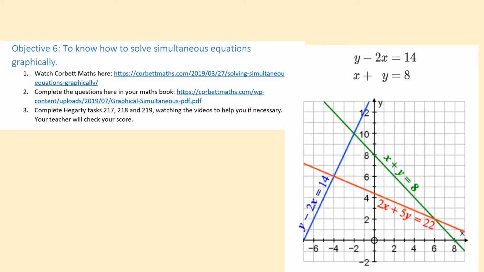So the first equation there, y minus 2x equals 14, you can see is the blue line on your diagram as it's labelled, and x plus y equals 8 is the green line. So if I was to solve them simultaneously, you just look at the coordinates of the point where they cross, and you can see that the blue and the green lines cross at the point minus 2, 10. So your solution to those simultaneous equations is your x value of minus 2 and a y value of 10.